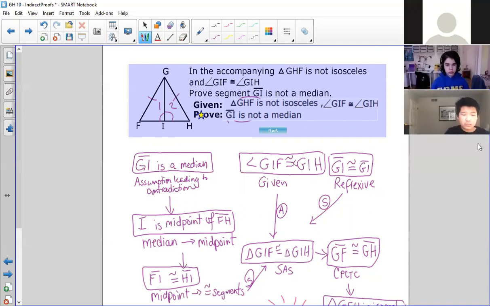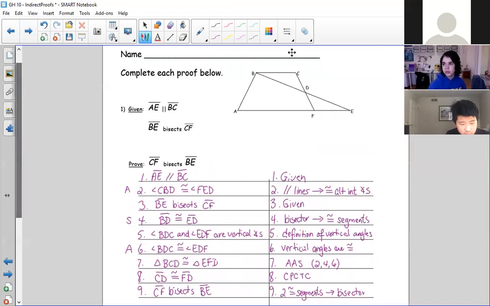Oh, which reminds me of something. Hopefully we'll have time. If not, I'll bring it up tomorrow because it had to do with something we did the other day. I thought about it while I was sleeping.